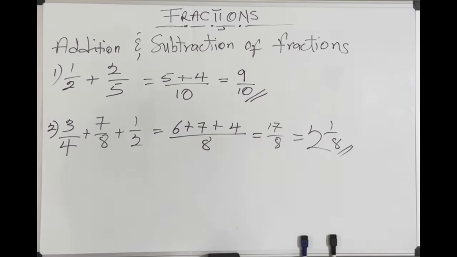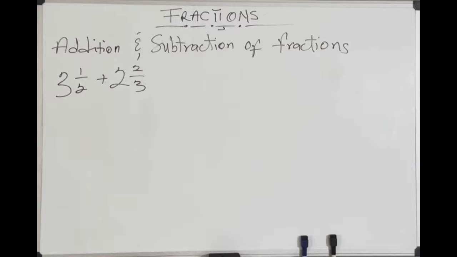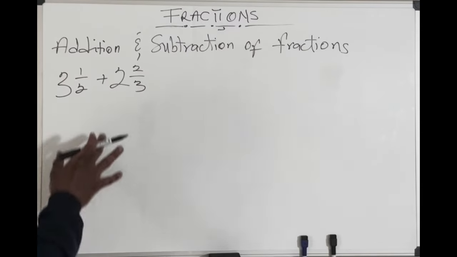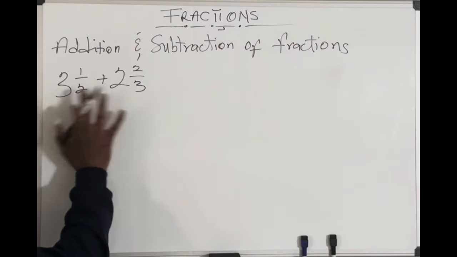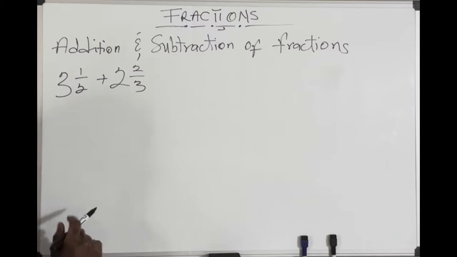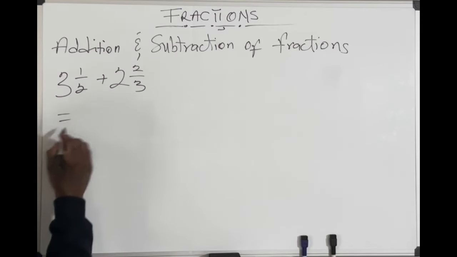Let's see if we have another example. Okay, so now we have mixed numbers and we are told to add them. Before we go on, we have two methods. I will teach the first one and then we go to the second one, and then you pick whatever works best for you. With the first method, we have to change each mixed number to an improper fraction, and then we go ahead and work it out.